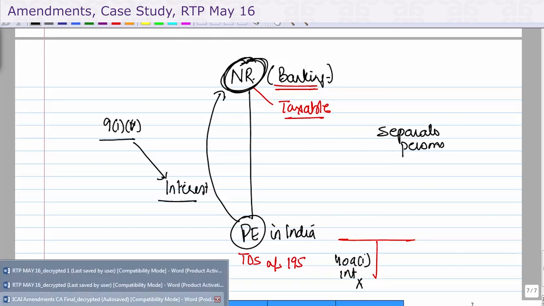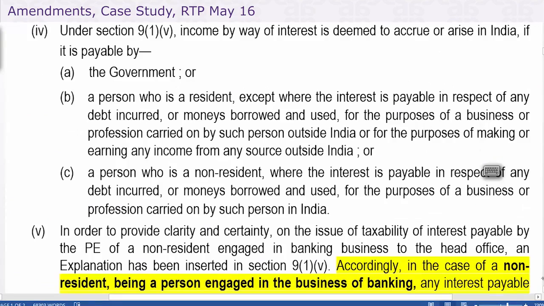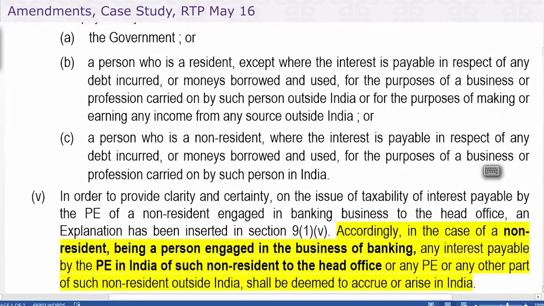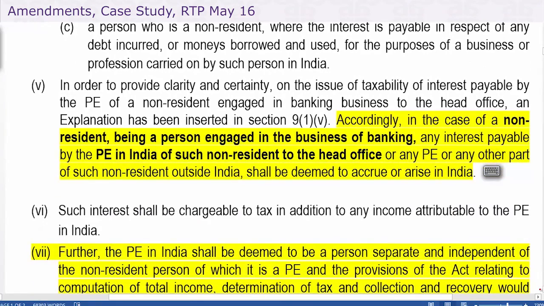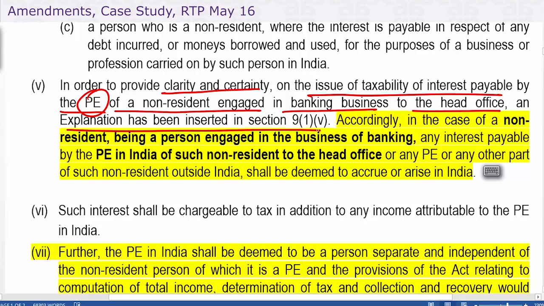We are just going to read through it. So in point number 5 he says, in order to provide clarity and certainty. Now this is what I had taught earlier as well. So there is no change as regards our teaching goes, but there is a clarity here. On the issue of taxability of interest payable by the permanent establishment of a non-resident engaged in banking business to the head office, an explanation has been inserted in 9(1)(v).